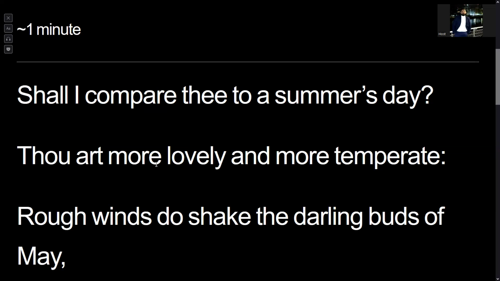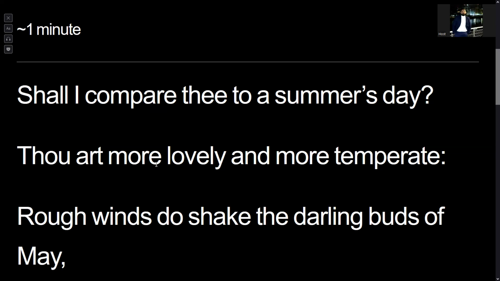Good morning, my students. Today we're going to be looking at Shakespeare's Sonnet 18, and I'm going to give you a quick overview of the sonnet, the meanings within it, and basically an explanation that you can use if you're going to write an essay on it for your English.